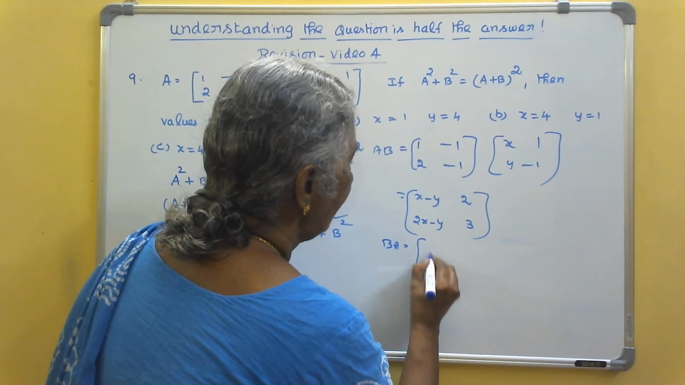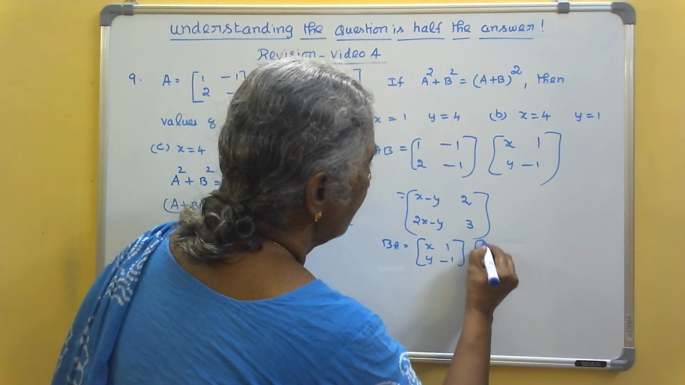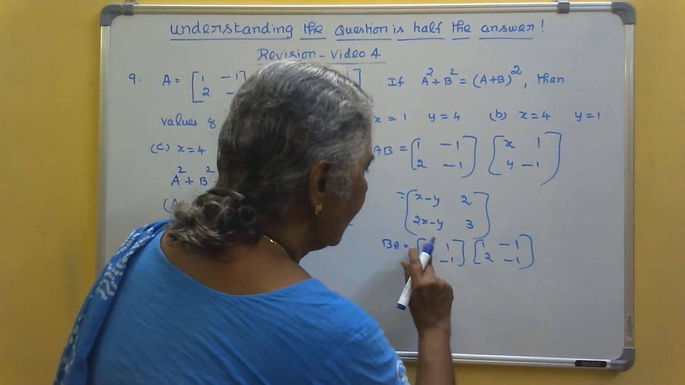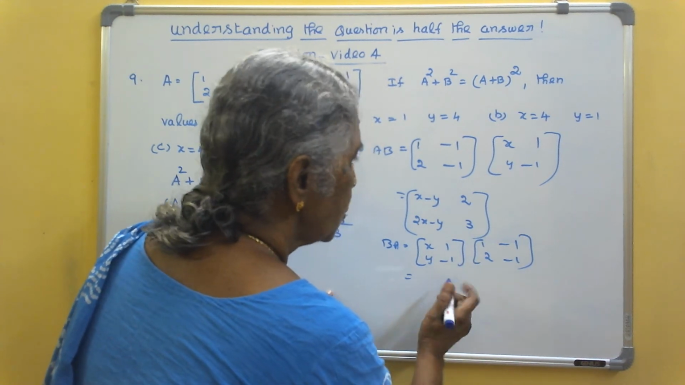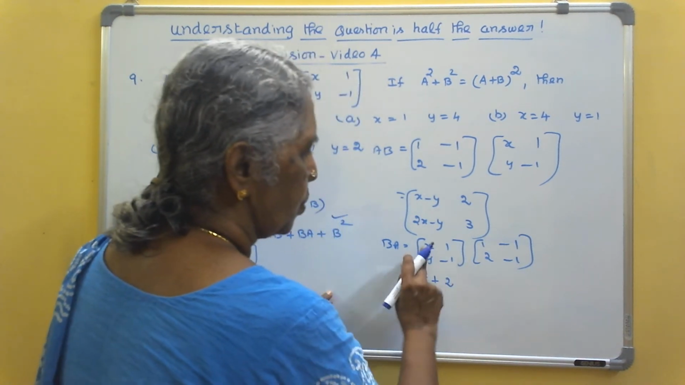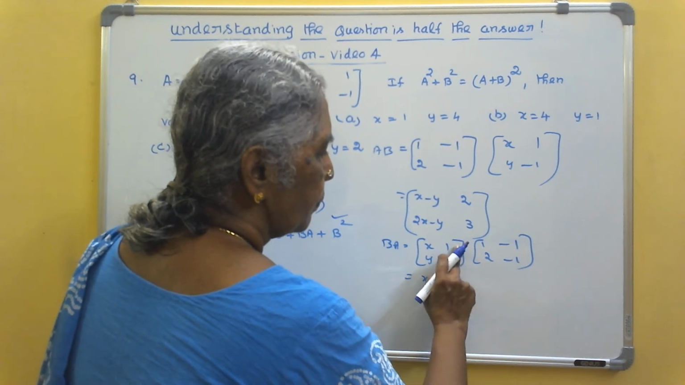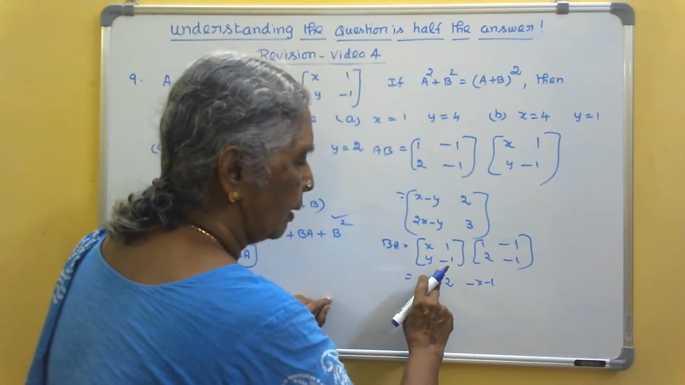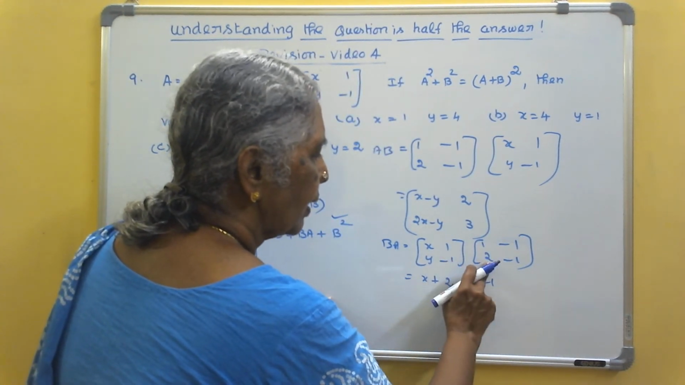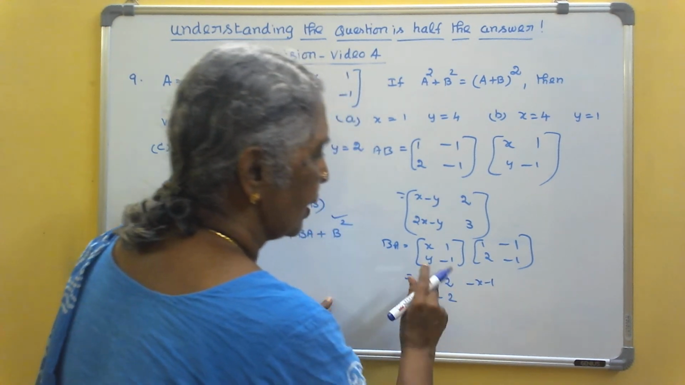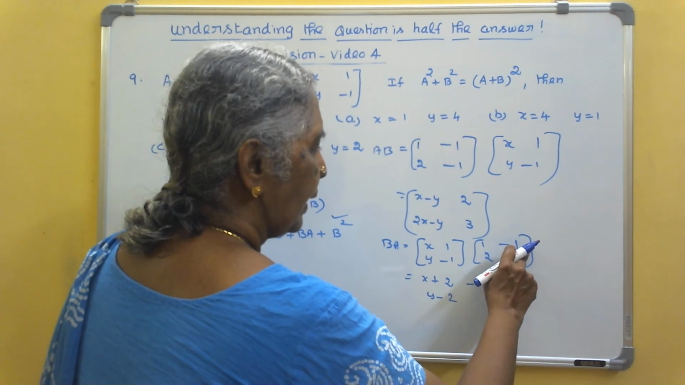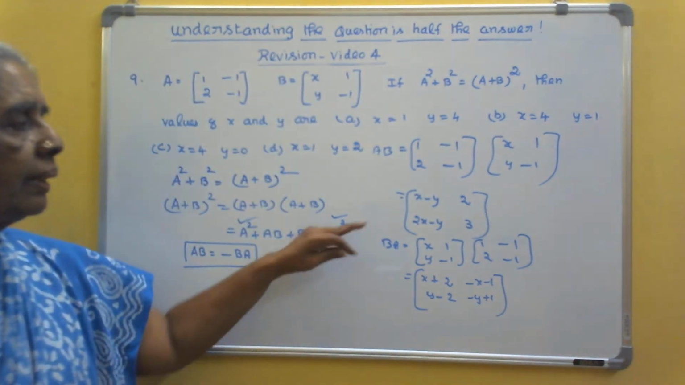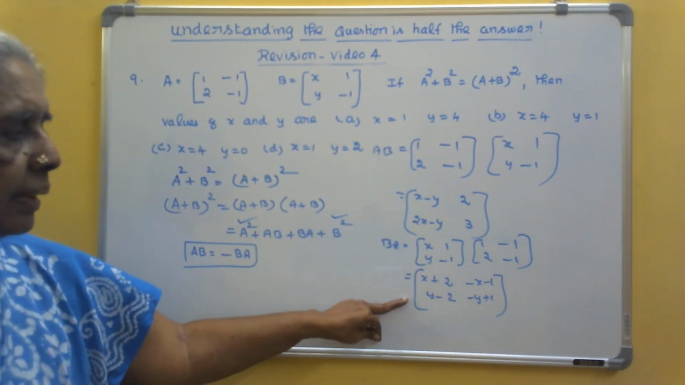Now let us do BA. So BA will be x 1, y minus 1, times 1 minus 1, 2 minus 1, right? So now BA will be x plus 2, right? So you will get x plus 2. Here minus x, here you will get minus 1. So minus x minus 1. Then here you will get minus 2, so y minus 2. Here you will get minus y and plus 1.